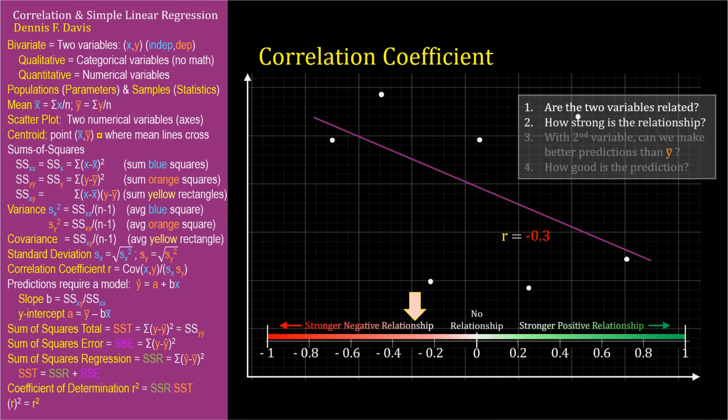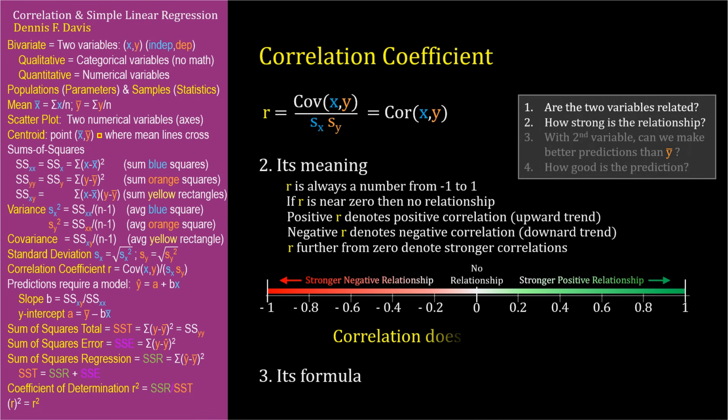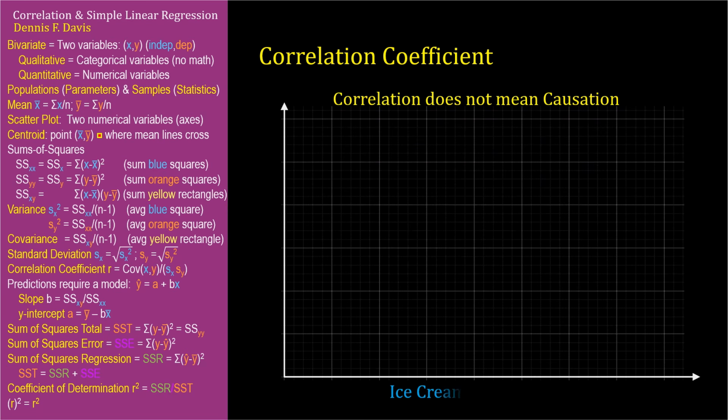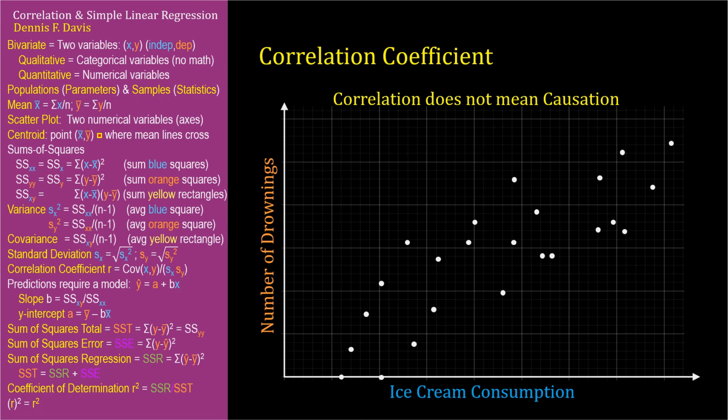Before I talk about the formula for the correlation coefficient r, I need to point out that if two variables are correlated, that does not mean that one causes the other. You'll see this in the correlation chapter of every statistics textbook. Correlation does not mean causation. Here's an often used example. Along the horizontal axis, I'll plot ice cream consumption, and along the vertical axis will be number of drownings. Each data point corresponds to a particular calendar month for a large metropolitan area. We have 24 points because we have data for 2 years. By the way, I made this data up.